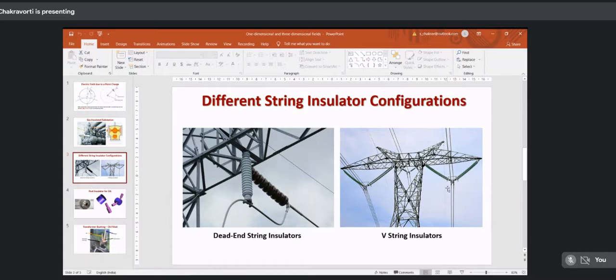Now, I always find that the students have a confusion about what you have heard about ACSR conductor? Yes. ACSR. Yes, sir. What is ACSR?